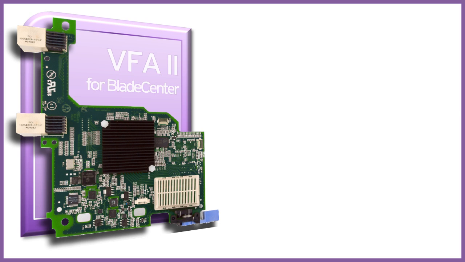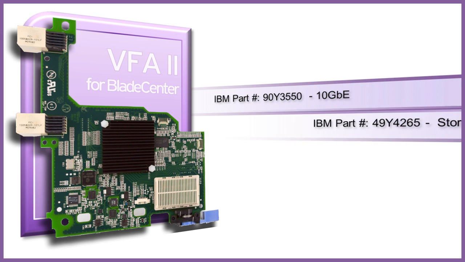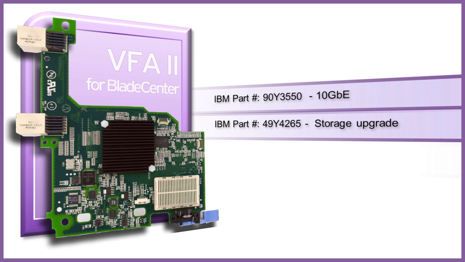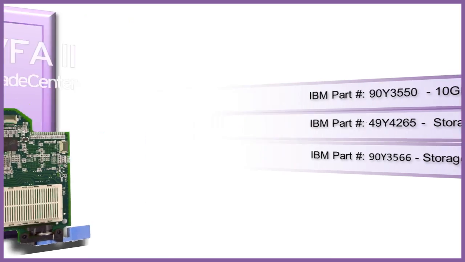Firstly, there's a part number for native 10 gigabit PNIC or physical NIC functionality. There is another part number which is for storage upgrade, and another one still for a storage enabled VFA2 adapter. The difference between storage enabled and storage upgraded is if your customer wanted to upgrade 4 or 5 of their blades to have Fibre Channel over Ethernet functionality, clearly the storage upgrade license key would be better. However, if your customer was procuring many hundreds of blades, then you would need your cards to be storage enabled to avoid any further administration work.